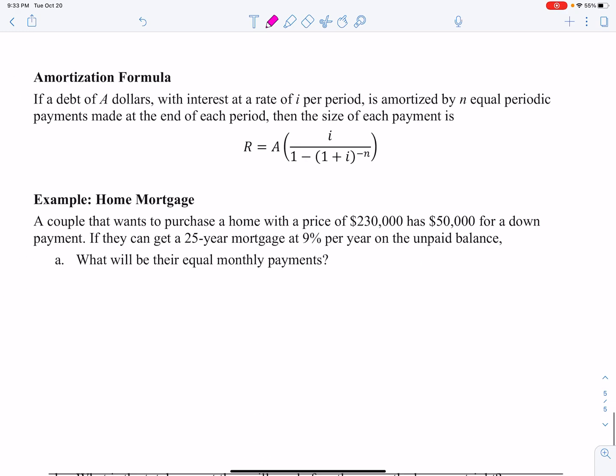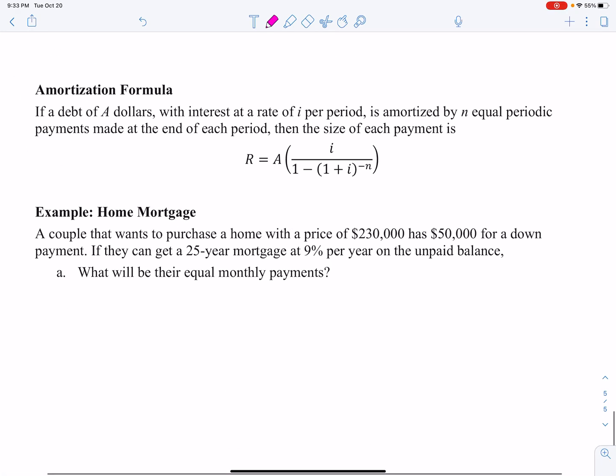All right, and I think just one more here. The amortization formula. If a debt of $8, that's how much you owe, with interest rate of I per period is amortized by n equal periodic payments made at the end of each period, then the size of each payment is this equation here. This is a good equation for paying off credit cards, mortgages, loans. And again, plug in, use PEMDAS, you got it.